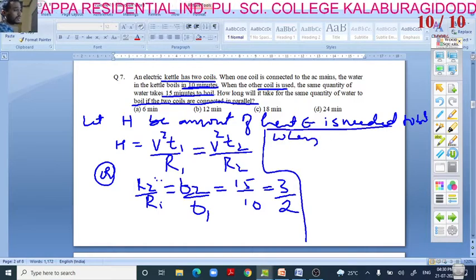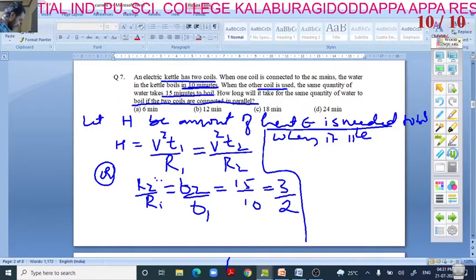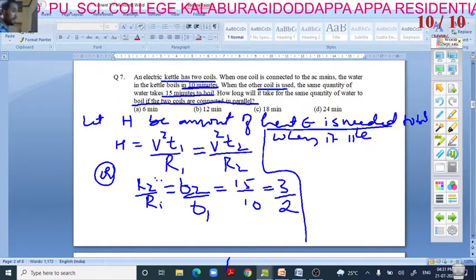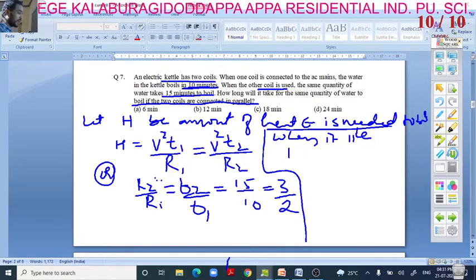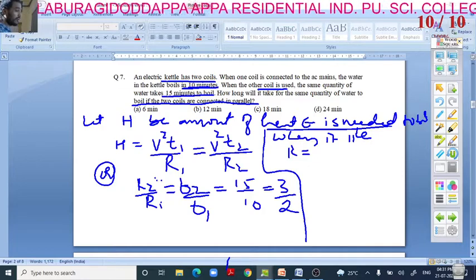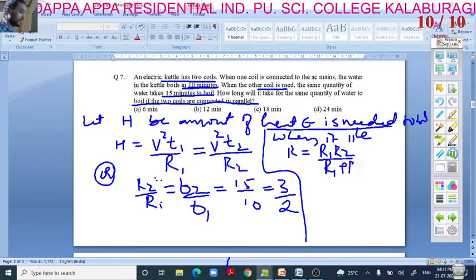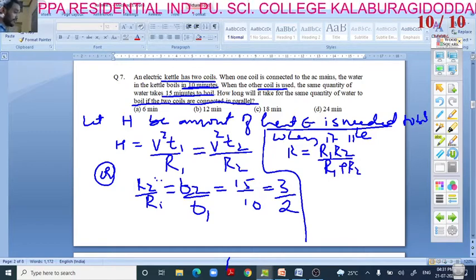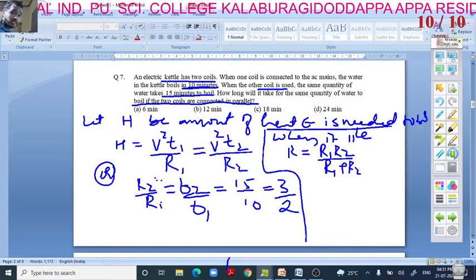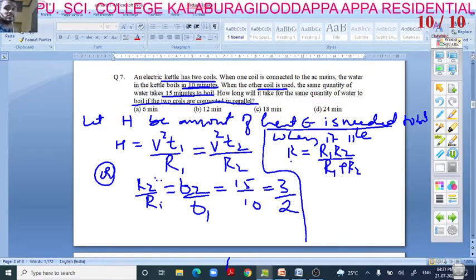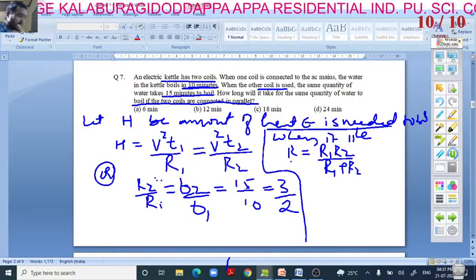When it is connected in parallel, we have the formula 1 by R is equal to 1 by R1 plus 1 by R2. This can also be written as R is equal to R1 R2 divided by R1 plus R2. This is the formula we have here. This is the resistance when the two coils are connected in parallel. Now, let us find the time.